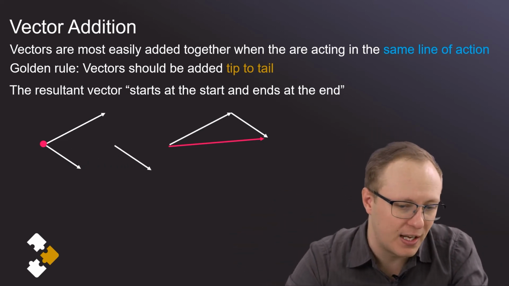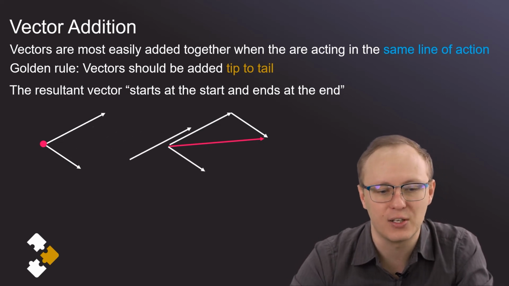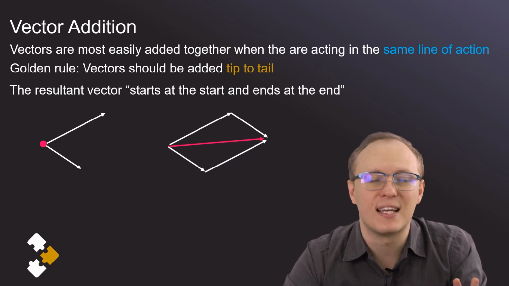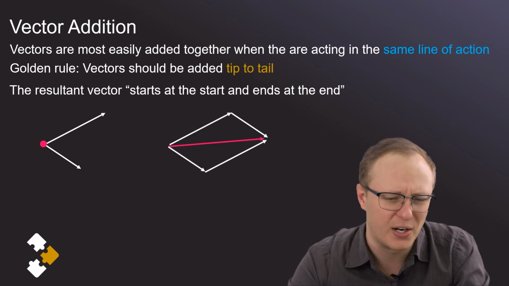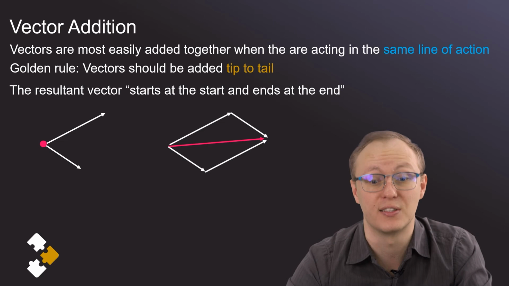If I put the other one first and then added the second one tip to tail, I would get exactly the same vector. And this is often called the parallelogram rule for vector addition.